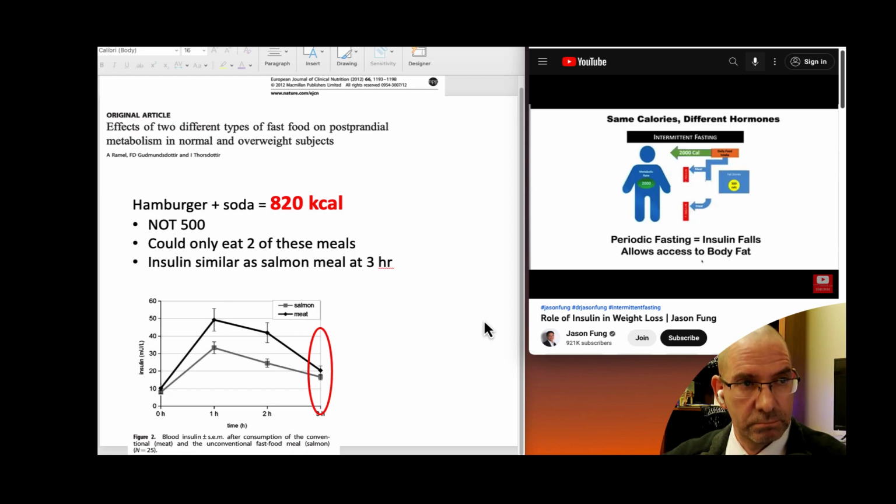Let's look at a different example where you have the same number of calories, but a different hormonal profile. Here you're going to have periodic fasting, where you're going to allow that insulin levels to fall, which is going to allow you access to the storage that's in the body fat. So same 2,000 calories in, 2,000 calories out. You reduce your calories to 1,500, but you also reduce how often you eat so that your insulin levels fall. Your body wants 2,000 calories. You've only got 1,500 coming in, but now, because your insulin levels are low, you can actually release.